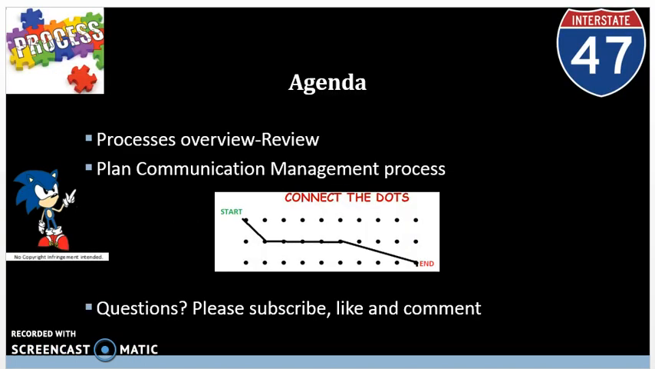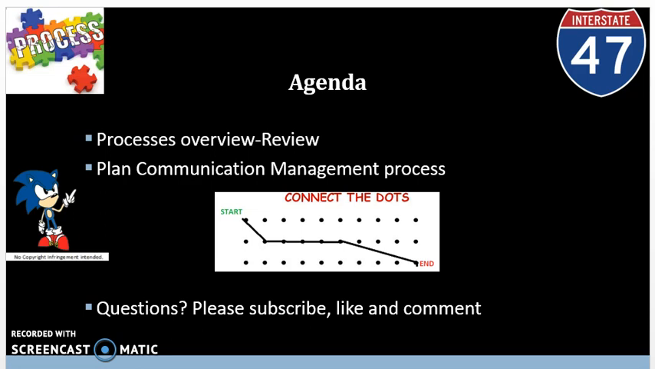Today's agenda will be going over reviewing the PMBOK process table as well as the 31st process, which is the plan communication management process. This process occurs at the intersection of the communication knowledge area and the planning process group.